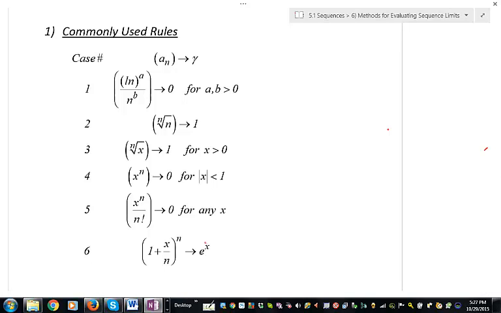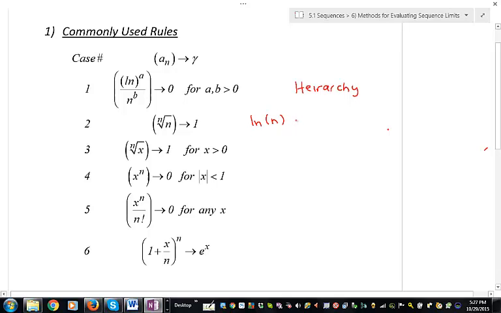And so on the one hand, we could remember these rules, but one thing that will help you remember them, and it's useful to know in general, is that these rules reflect a certain hierarchy in how fast functions grow. And let me show you how this hierarchy goes. It says that the natural log does not grow as fast as powers, which do not grow as fast as exponents, which do not grow as fast as exponentials, which do not grow as fast as n to the n.